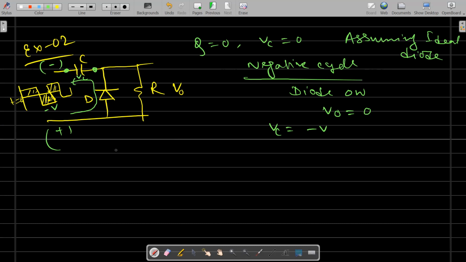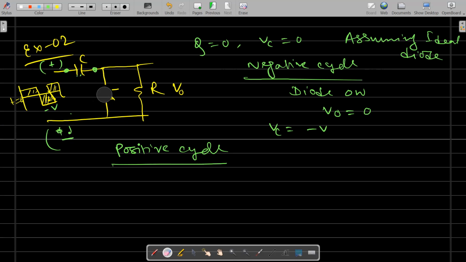Okay. Now in the positive cycle, the things will be opposite. That means the voltage you are applying, this will be plus and this will be minus. Now the diode will be off. So reverse bias. So the diode is off. Okay, so you write diode off and hence open. It is an open circuit. Okay. Now again you follow the same strategy, apply KVL.